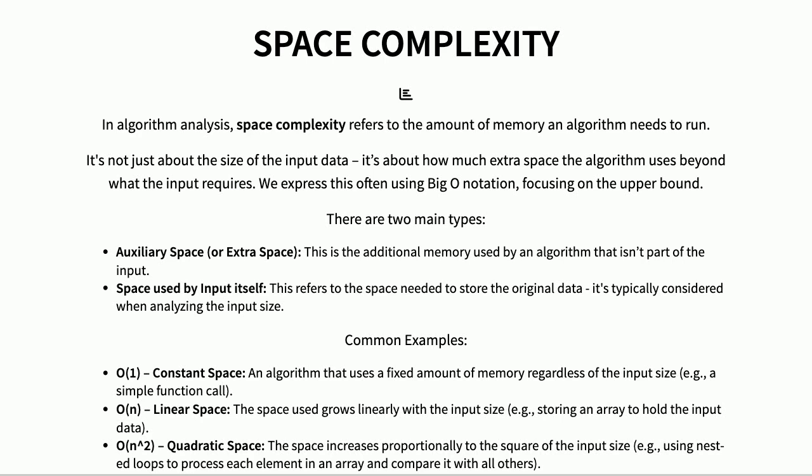We often express this using Big O notation, looking at the upper limit of how much memory could be used. Algorithms like simple function calls use constant space, while storing an array directly requires linear space. And when you start using nested loops to process data, quadratic space complexity can kick in. Understanding these different levels helps us choose the best algorithm for a particular task.